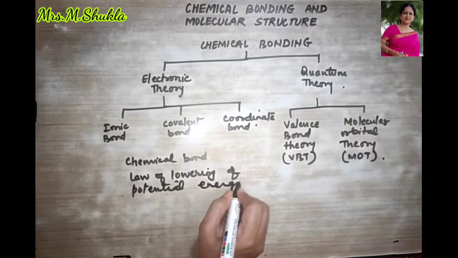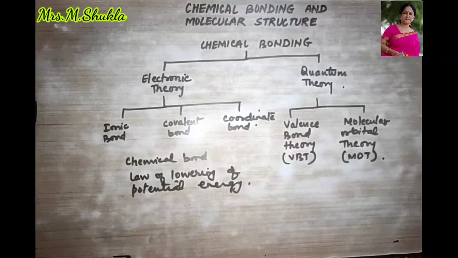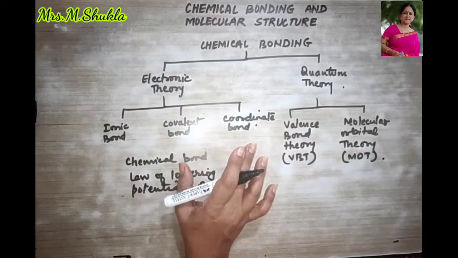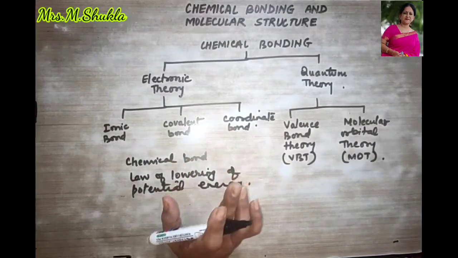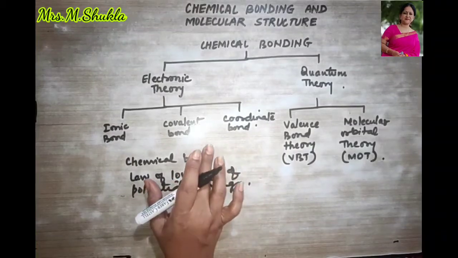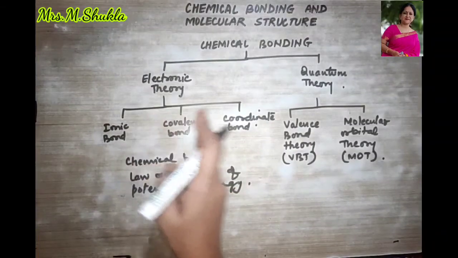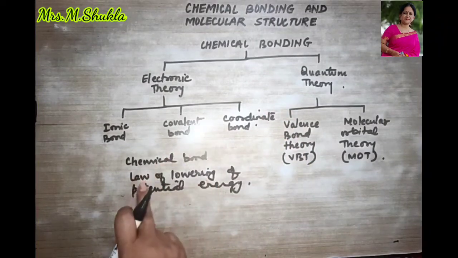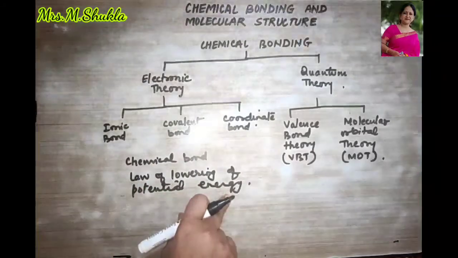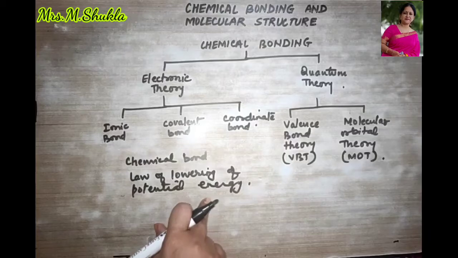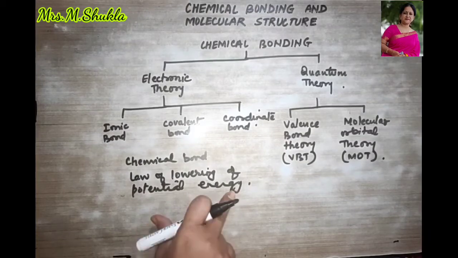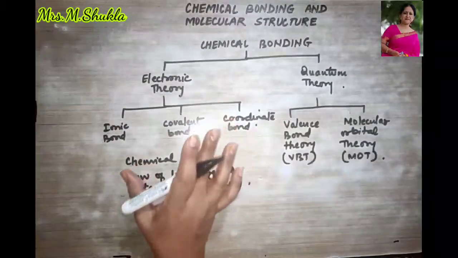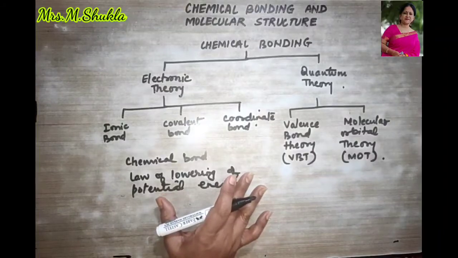potential energy, right? So if the energy of a molecule is lower than the sum of the energies of the isolated atoms, then the molecule formed is always stable, right? So both the electronic theory and the quantum theory, directly or indirectly, describe the lowering of the potential energy, right? And this is the real cause of the chemical bonding. More the lowering of the potential energy, stronger is the chemical bond formed. I hope till here it's very clear.